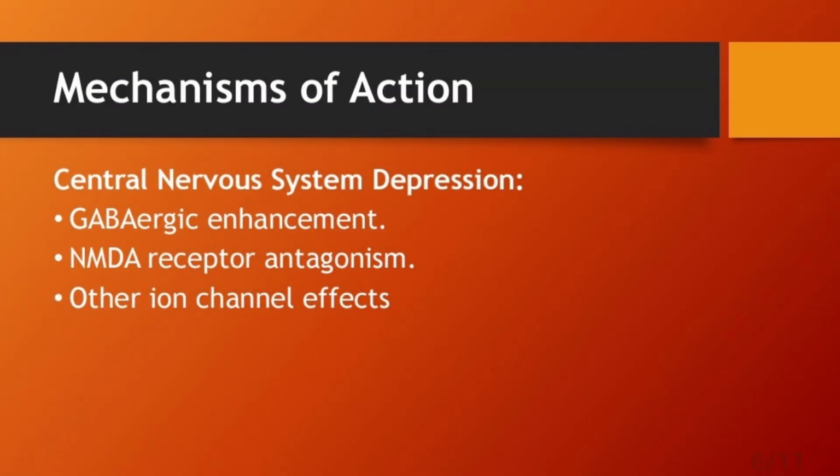Mechanisms of action: central nervous system depression by GABAergic enhancement. General anesthetics enhance the inhibitory channels like the gamma-aminobutyric acid, that is GABA receptor. Then NMDA receptor antagonism. General anesthetics block the excitatory channels like the N-methyl D-aspartate, that is NMDA receptor.